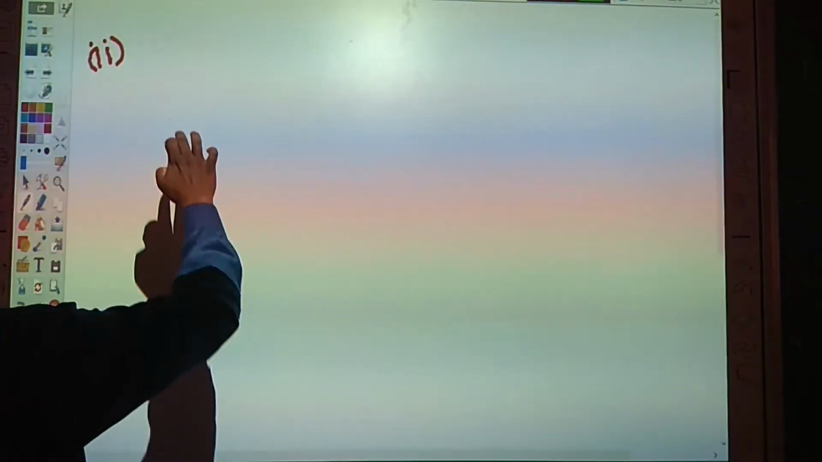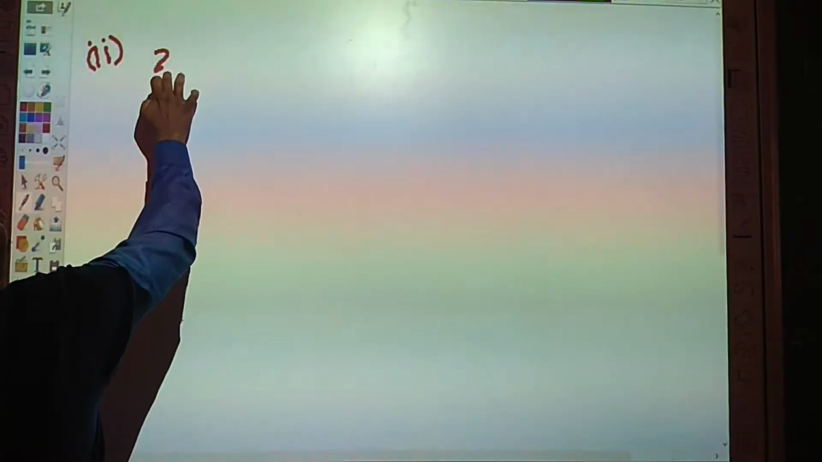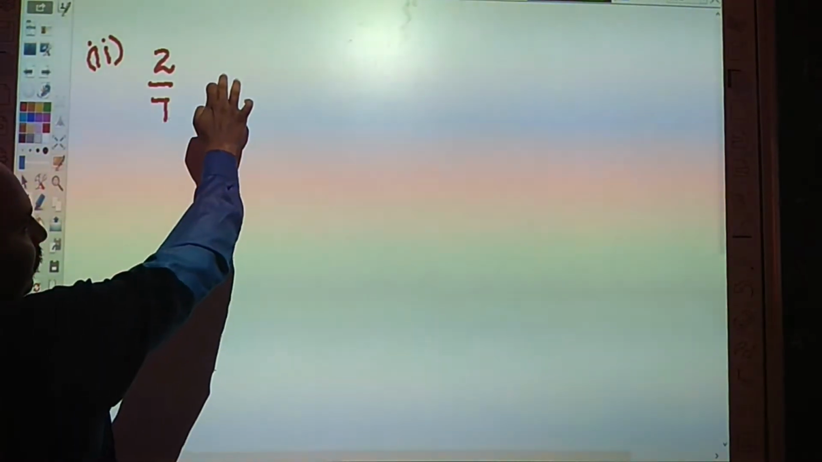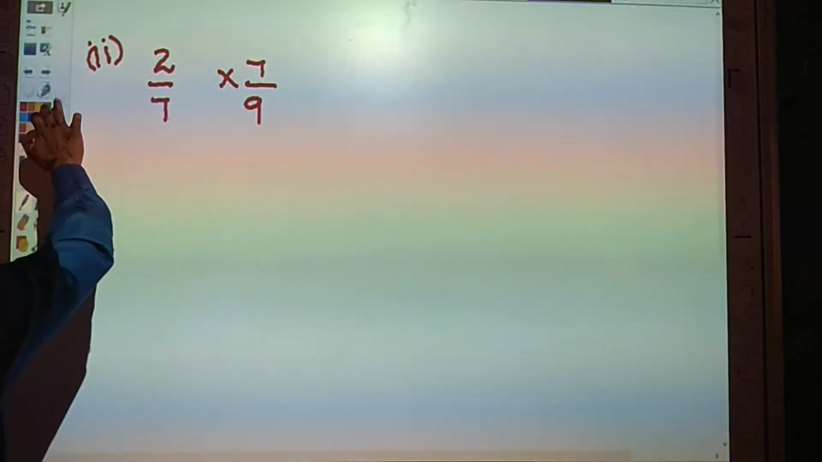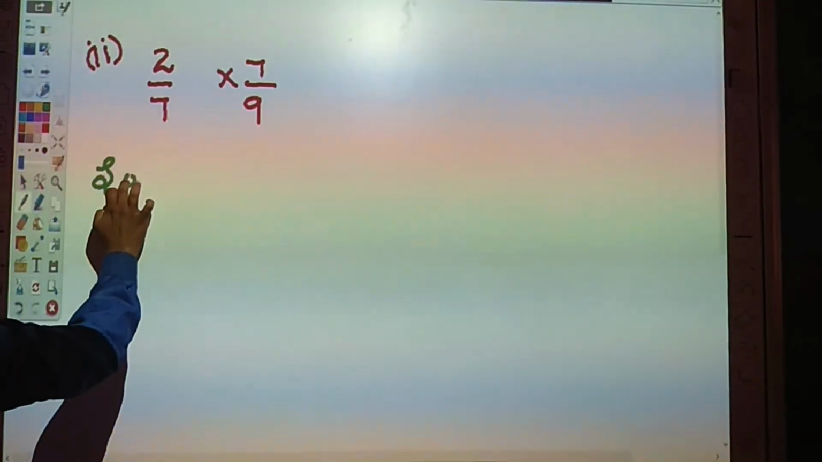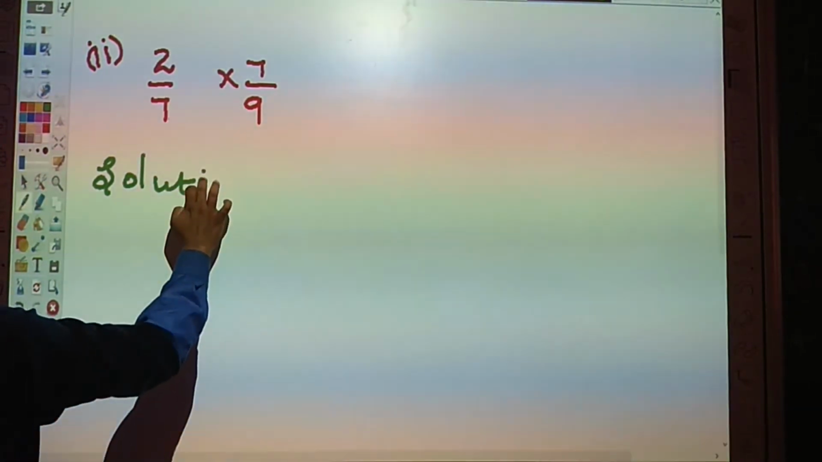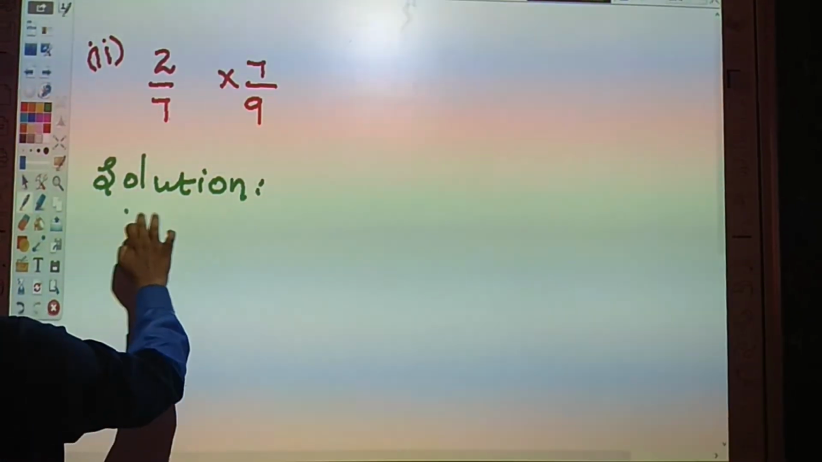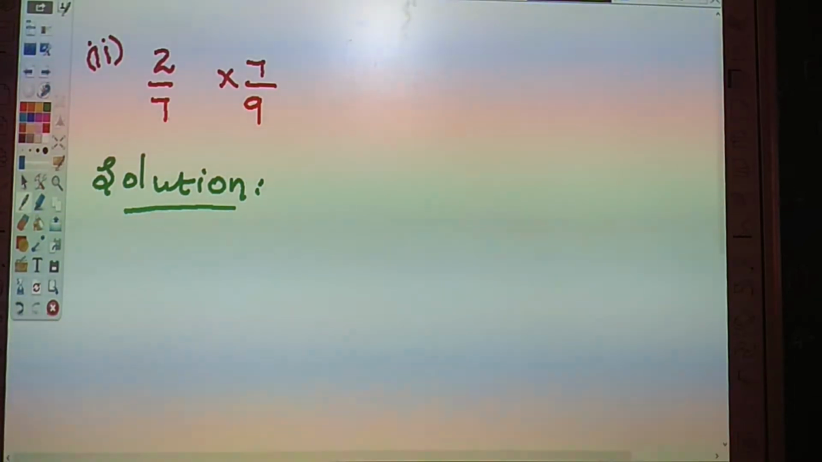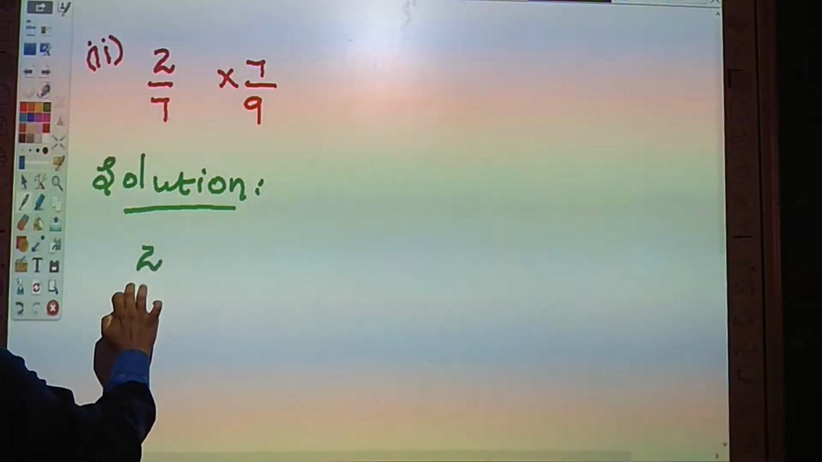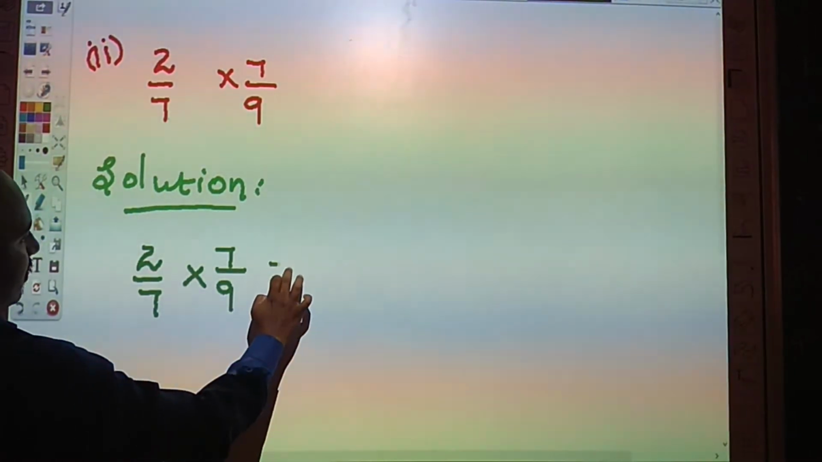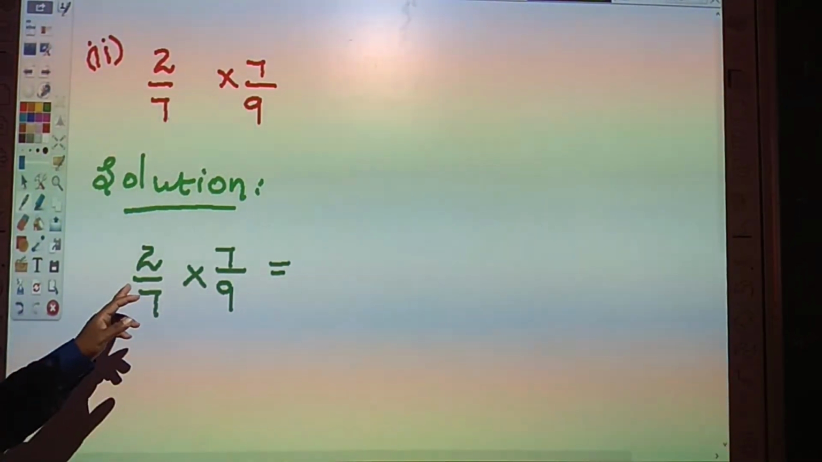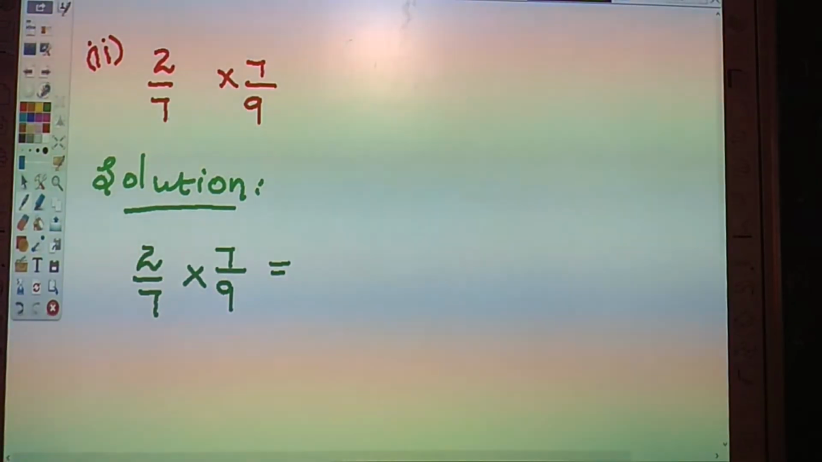Second one, 2 by 7 into 7 by 9 is equal to 2 by 7 into 7 by 9.